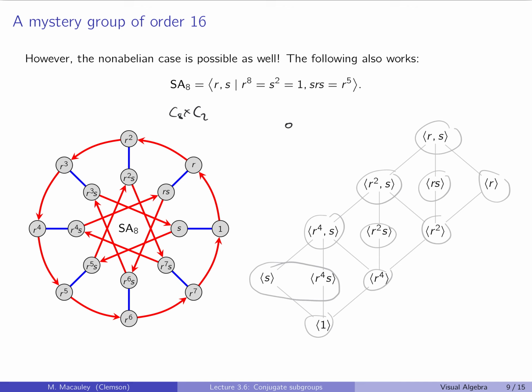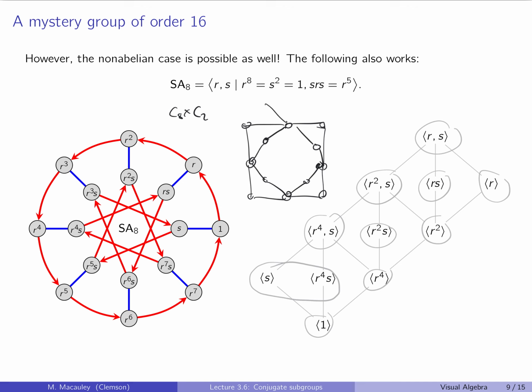I'm trying to remember what it looked like. It was something like, so it had this big 8 cycle. Is that 8? 1, 2, 3, 4, 5, 6, 7, 8. Yep. And then it also had this another 8 cycle that looked like this.